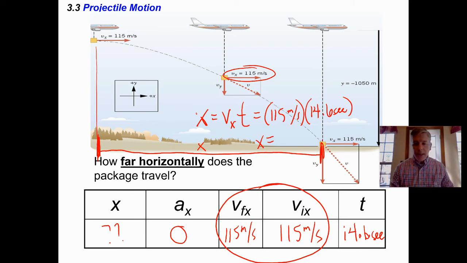And take out my handy dandy calculator. I still have that time saved in there, so I'm going to use the full time and multiply it by 115. And I get 1683. If I keep it to 3 sig figs, just to practice that, that'd be 1680 meters. So 1,680 meters is how far horizontally this thing is going to travel.